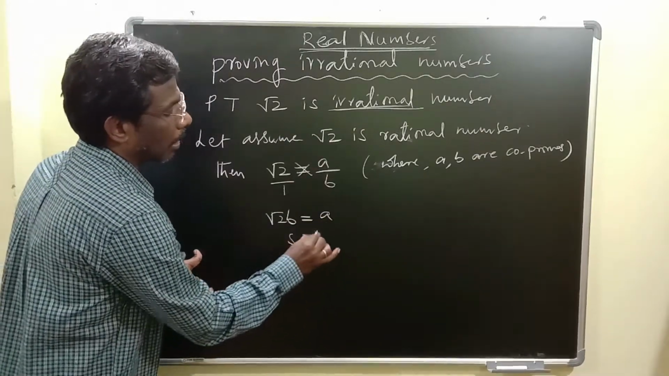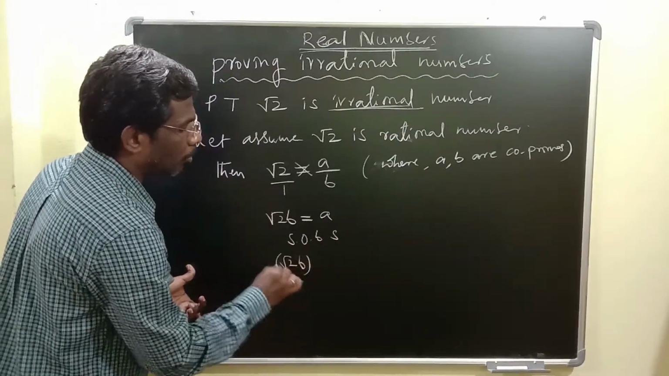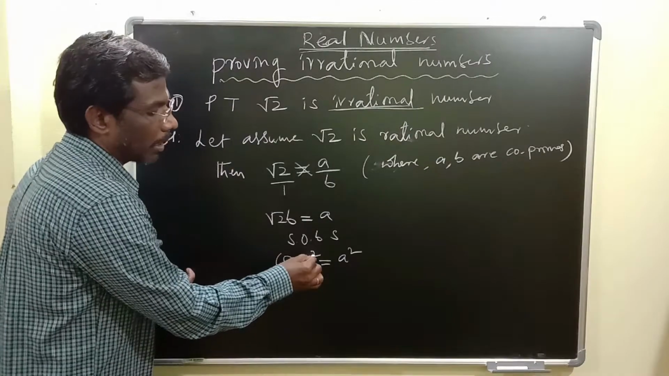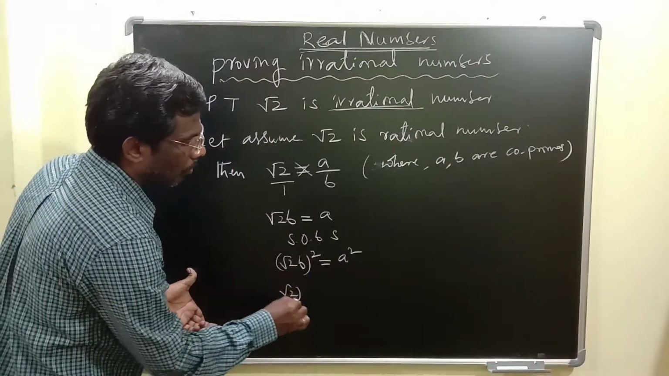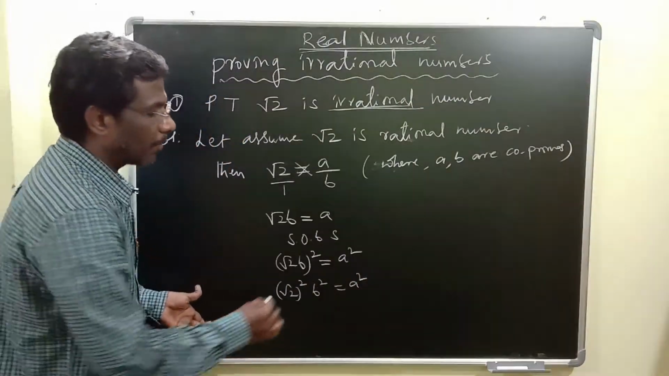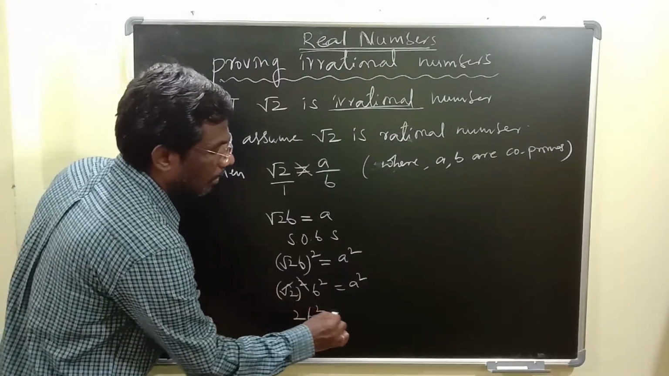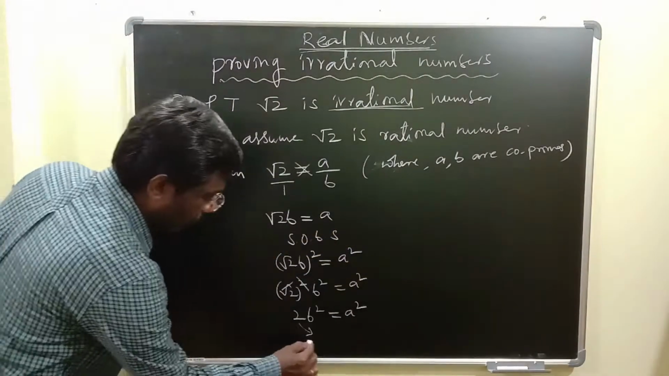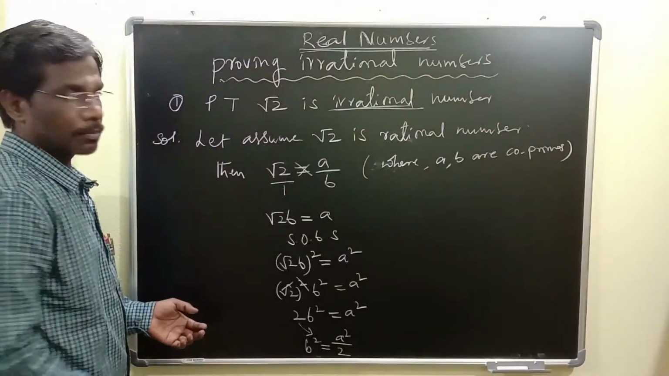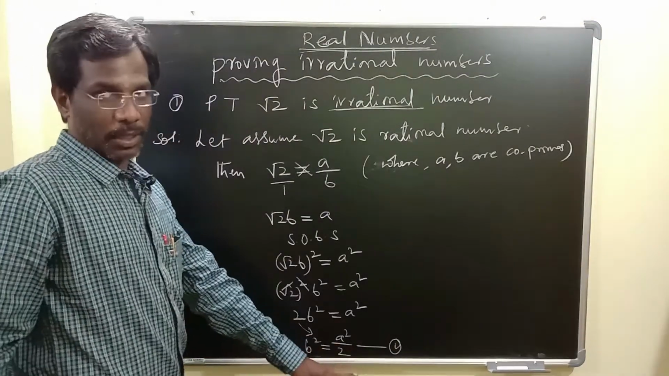Next you do squaring on both sides. Then it will be root 2 b whole square is equal to a square. Now separate the square for both the bases. So root 2 whole square into b square is equal to a square. We can cancel the square and root. What will remain? 2 b square is equal to a square. So b square is equal to a square by 2. This is the first equation.